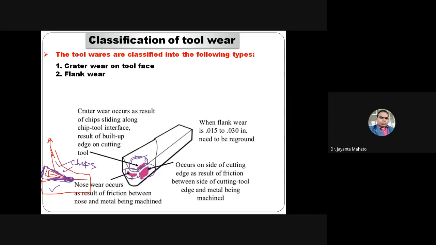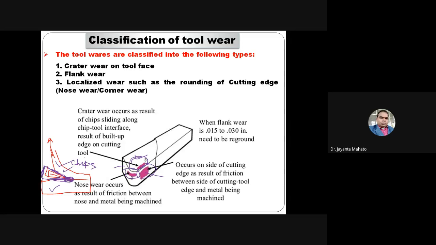This is called the flank surface. This one is the major flank surface, and this one is the minor flank surface. The major flank surface is in contact with the machined surface of the workpiece, so this is called flank wear. The third one is localized wear, such as the rounding of the cutting edge. This one is the nose wear or corner wear, which is localized wear.